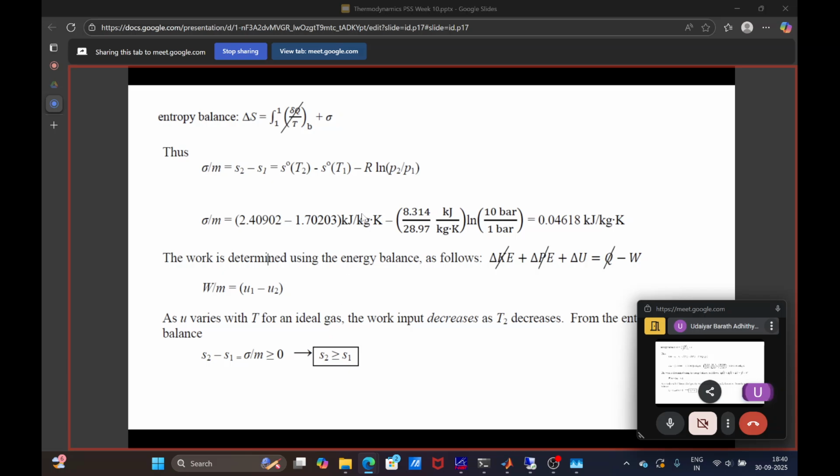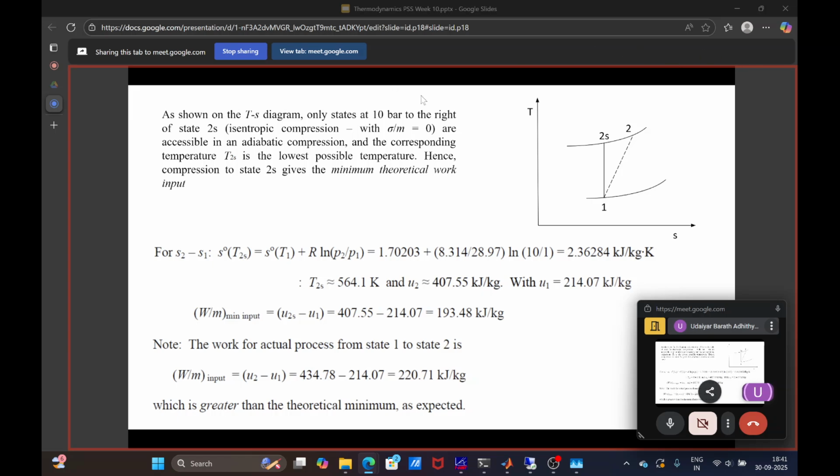For a process, entropy is always increasing for the whole process, because here compression is happening, there is some work done on the process, so it will lead to an increase in entropy. So this condition has to be satisfied, and the second condition is your temperature should be minimum. So you need to find a state such that you have a minimum temperature and this condition still holds true.